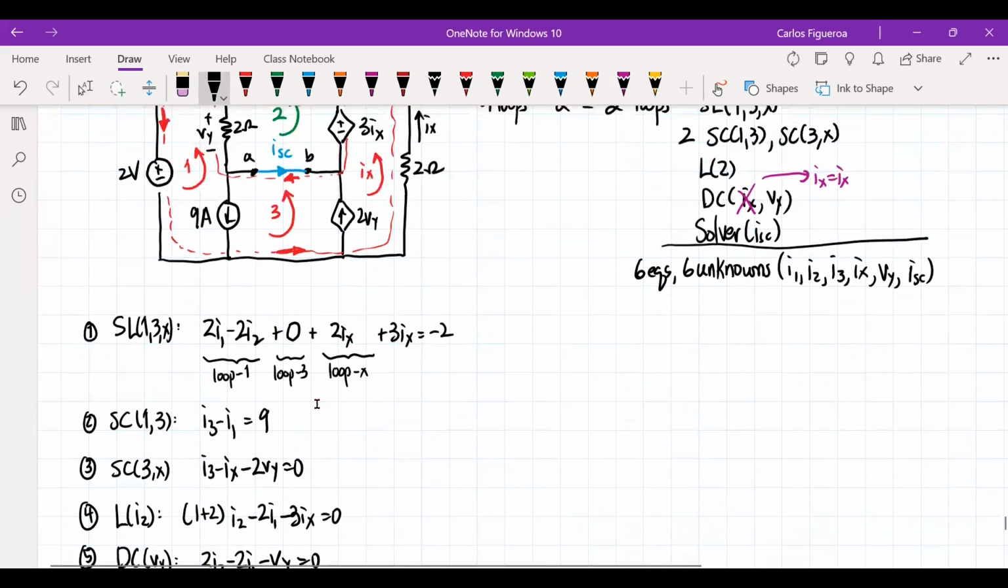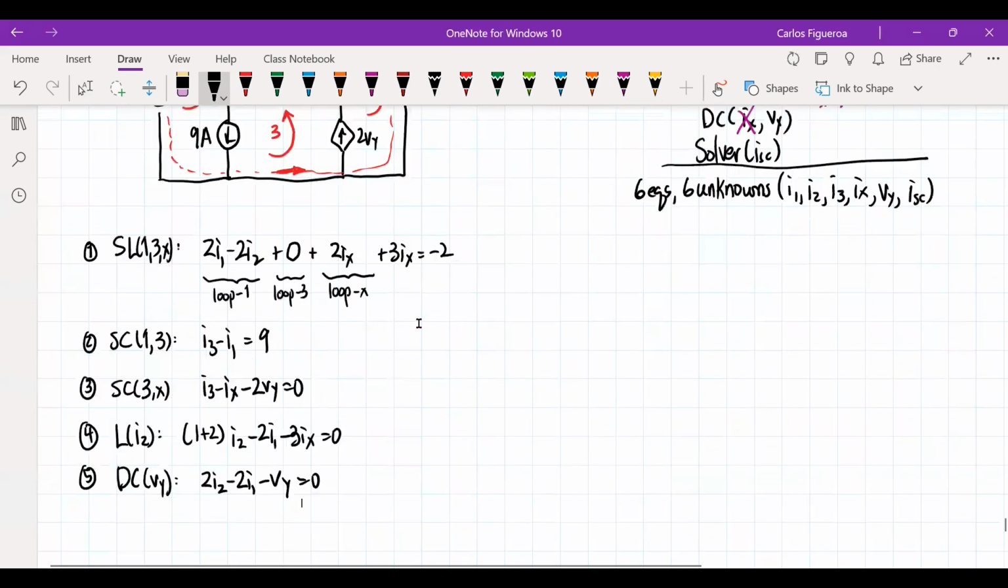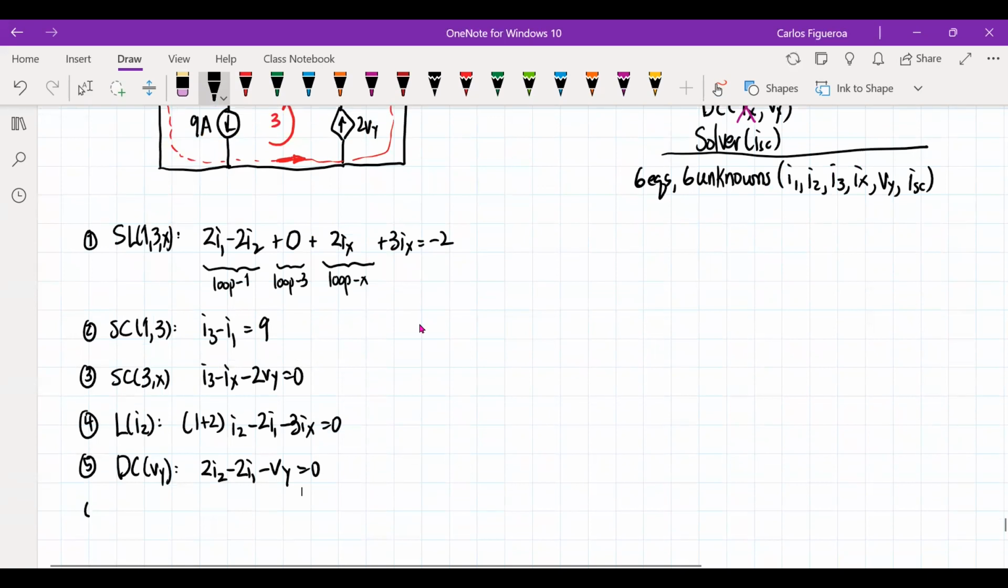And then finally, I need a solver. So you could see that 2 is in the direction of I short circuit, and then I have 3 in the opposite direction. So then that means here's my sixth equation, which is my solver for I short circuit, and it should be I2 minus I3 minus I short circuit equals to 0.